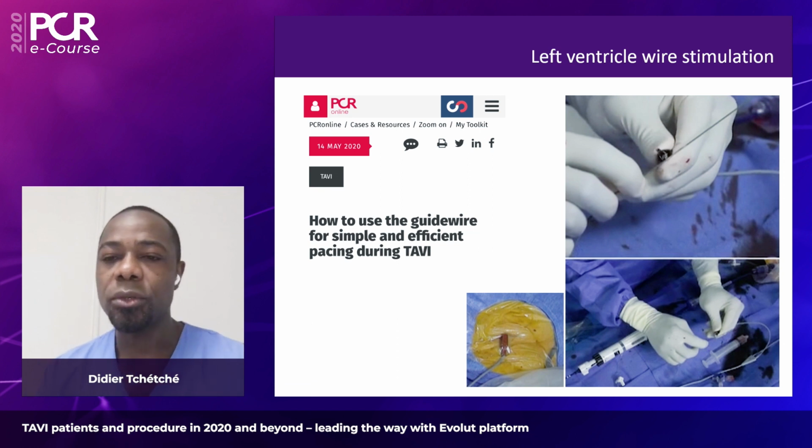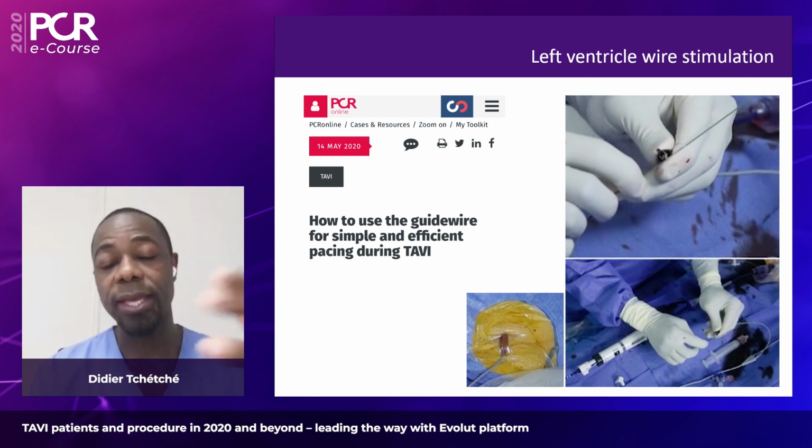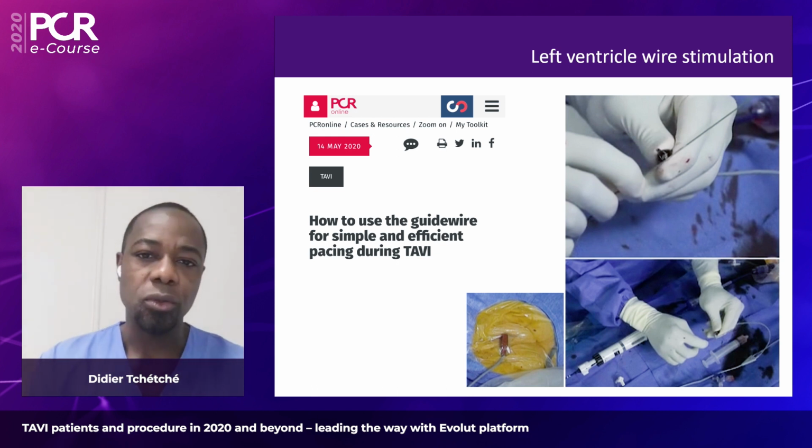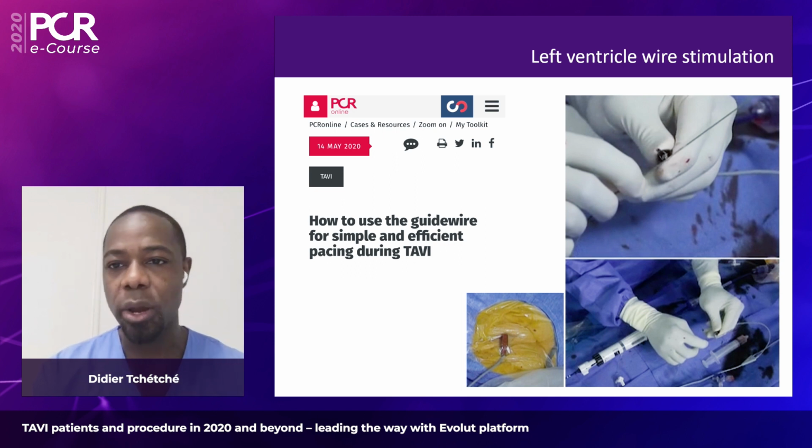So I'm not going to go into a lot of detail about the left ventricle wire stimulation. If you want details about that, you can go to my toolbox on the PCR Online website, and you will get all the tips and tricks, all the aspects of stimulation on the left ventricle wire. But the core idea is to prevent the right ventricular perforation that may occur with a right ventricular lead in some patients.